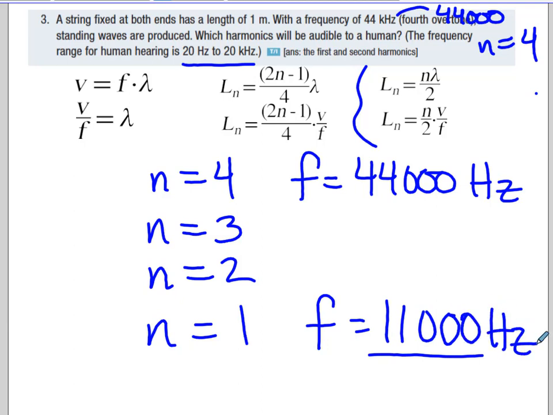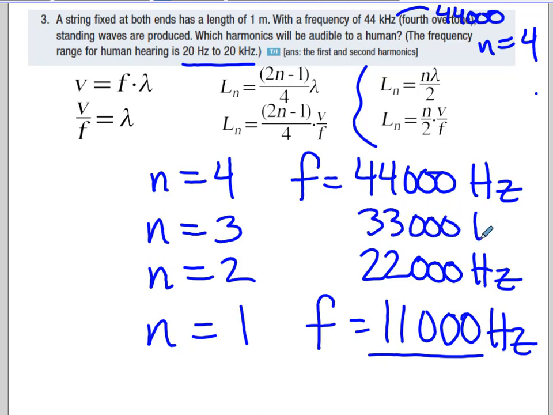Okay, which means that at n equals 2, I have 22,000 hertz. And at n equals 3, I would have 33,000 hertz. Okay, so out of all of them, the ones we might be able to hear more than likely would be these two. So the first, the fundamental, for sure, maybe the second, depending how good your hearing is, but the third and fourth would be outside our range.